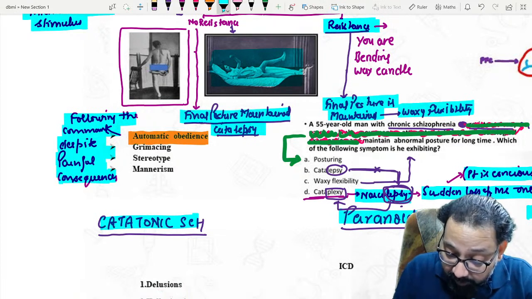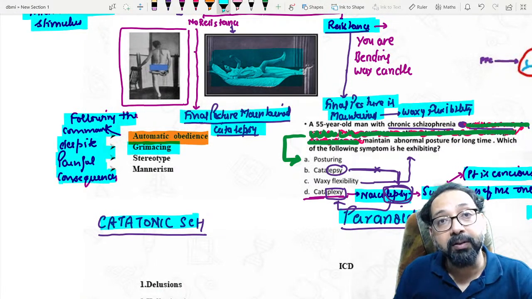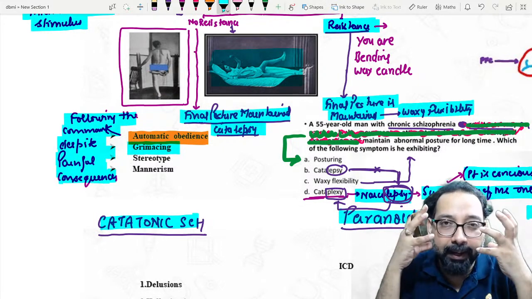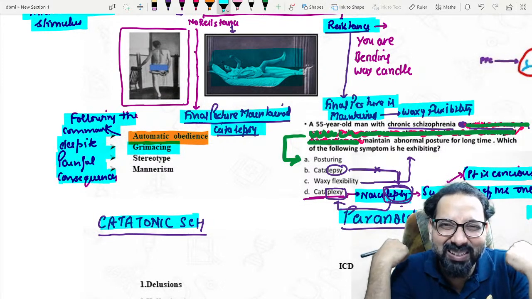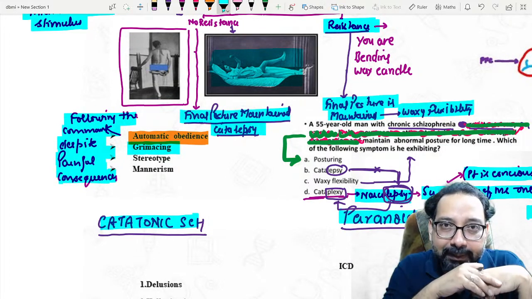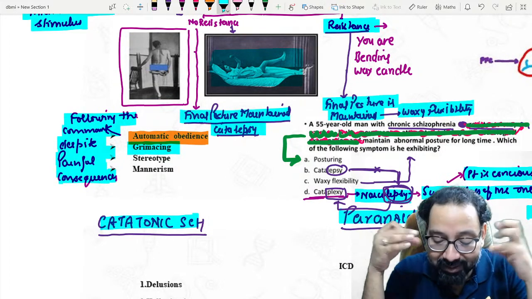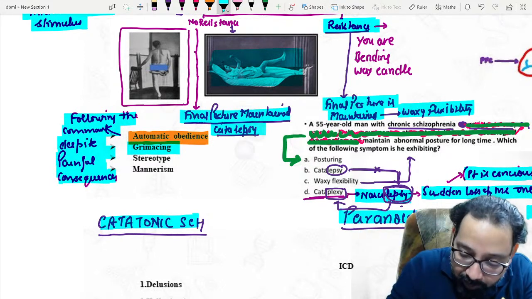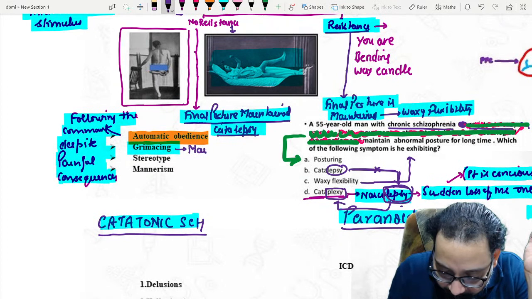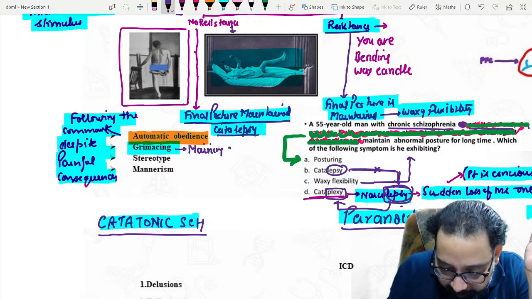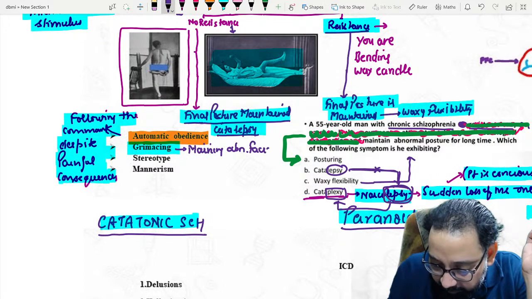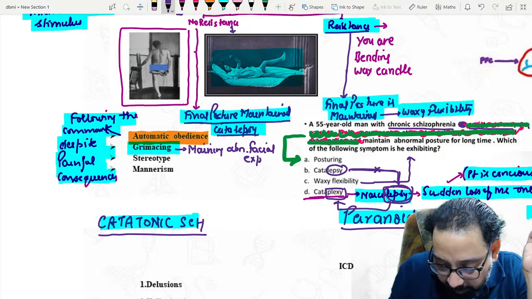Second thing is grimacing. A catatonic patient will acquire an abnormal facial expression. Yes, sometimes the catatonic patient is sitting like this. Means maintaining abnormal facial expression for long time.